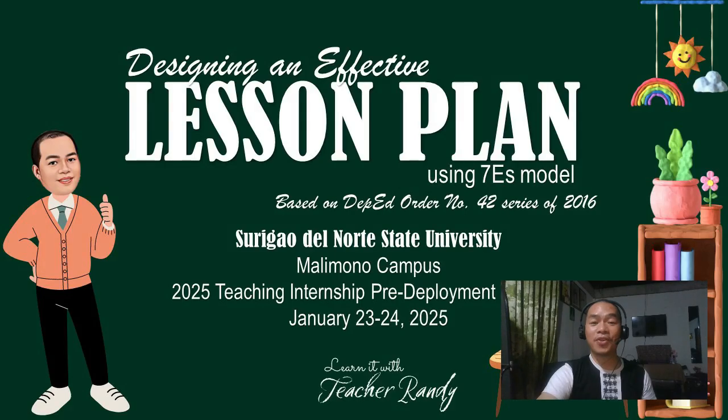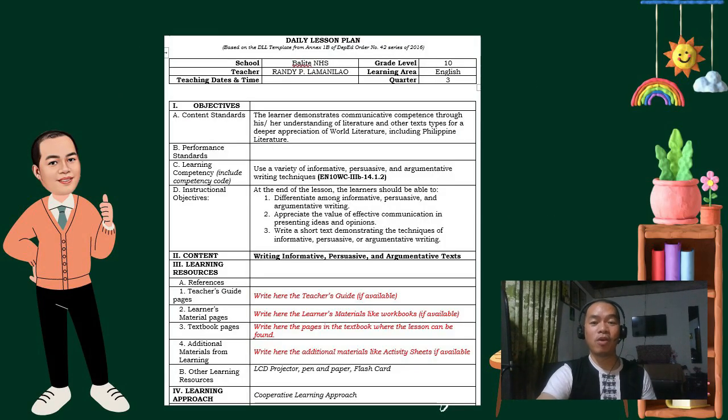Today, we're diving into an essential tool for effective instruction, the 7 E's lesson plan model. We'll explore how it works and apply it to teaching students. For our sample today, we'll take it from a third quarter lesson of grade 10, The Art of Informative, Persuasive, and Argumentative Writing. Let's get started.